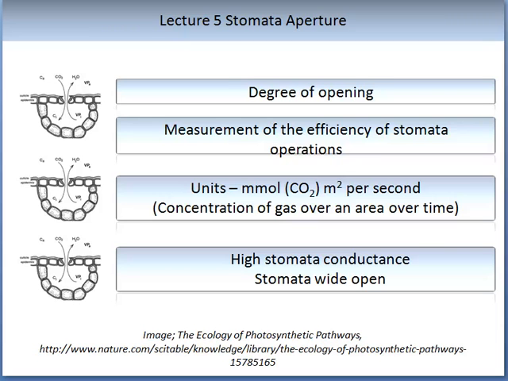Its units are usually measured in carbon dioxide or gas over an area over a time. These typically look like micromoles per meter squared per second, or it might be measured in moles per meter squared per second. The higher the stomatal conductance, or the higher the number, the wider the stomata are open. The wider they're open, the more carbon dioxide they are taking into the plant, but also the more water they are potentially losing through this opening.